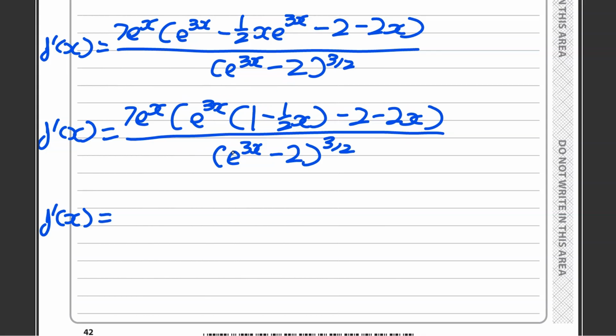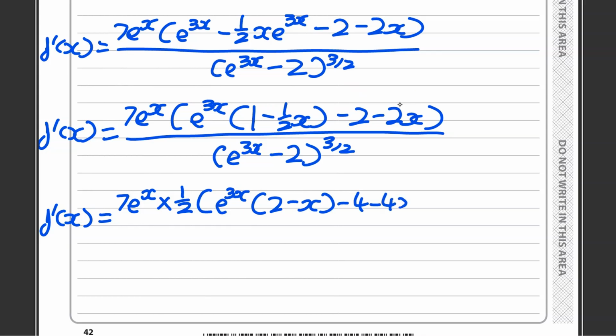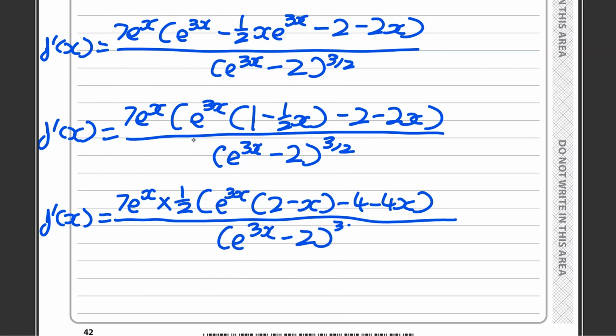So we could say that f dash of x is equal to 7e to the power of x multiplied by, and then if we factorize out a half from this here, it will be e to the power of 3x. If we factorize out a half from this, it will become 2 minus x, and then we need to factorize out half from these two terms here, so this will become minus 4 minus 4x, and all of this is over e to the power of 3x minus 2 to the power of 3 over 2.